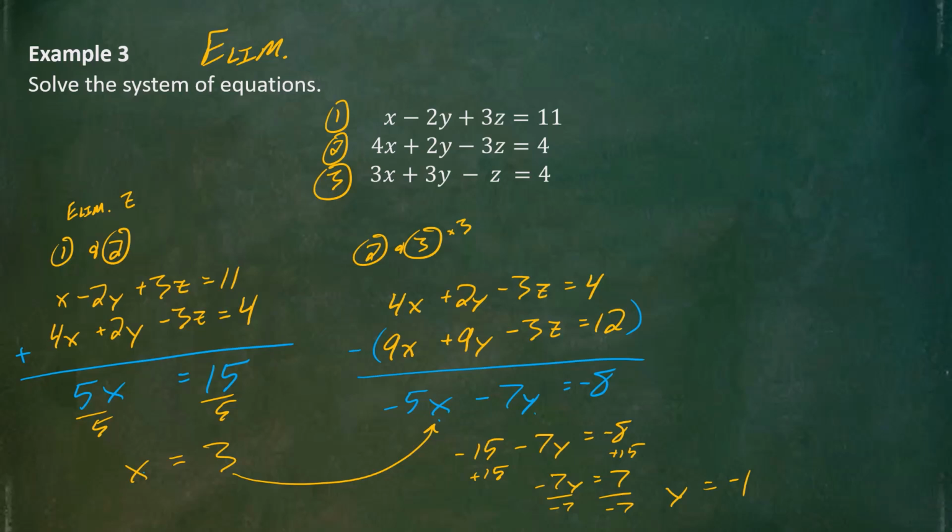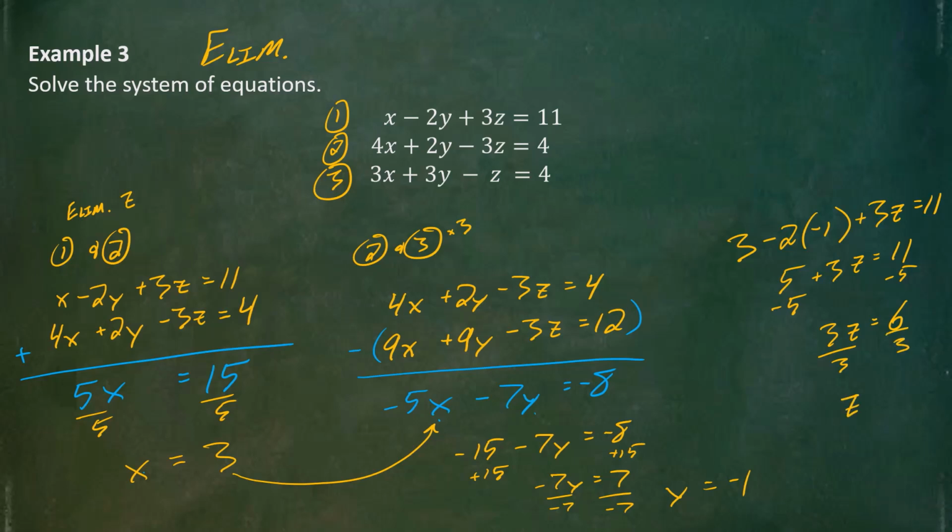At this point, to get our z, we just go back to any of the originals and substitute in, and then isolate. So let's go with number 1, back substitute what we just got. It would be our x is 3, take away 2 times our y, which was negative 1, plus 3z is equal to 11. Simplify: this looks like 3 plus 2, so that's a 5, plus 3z equaling 11. I take away 5 from both sides, get 3z is equal to 6, and then divide by 3, and I get my z is equal to 2.